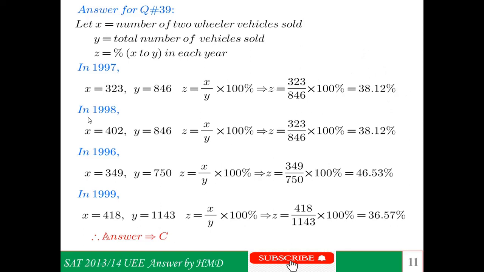Okay, this is the percentage of the number of two-wheeler vehicles sold to total number of vehicles sold in 1997. Similarly, in 1998, x equals 402, y equals 846. Please try to refer to the table again. Z becomes x over y times 100%, and it becomes 323 over 846 times 100%, which is 38.12%. Right? This means the percentage of number of two-wheeler vehicles sold to total number of vehicles sold in 1998 is 38.12%.